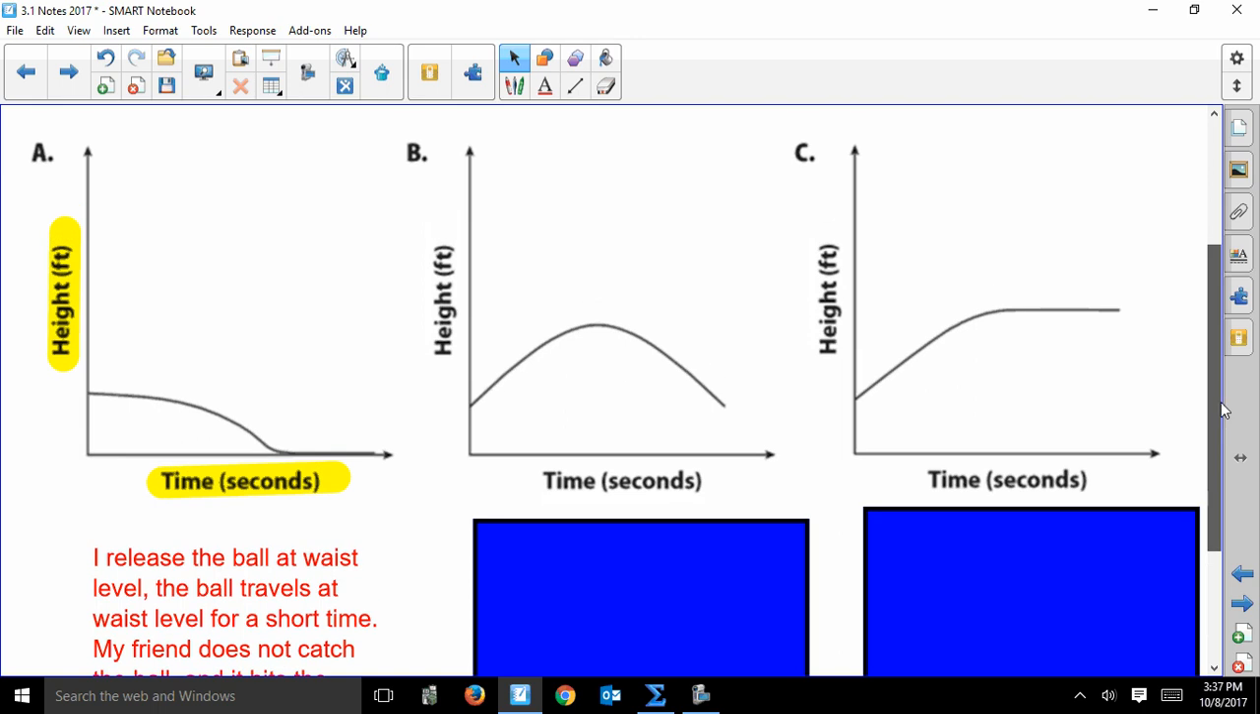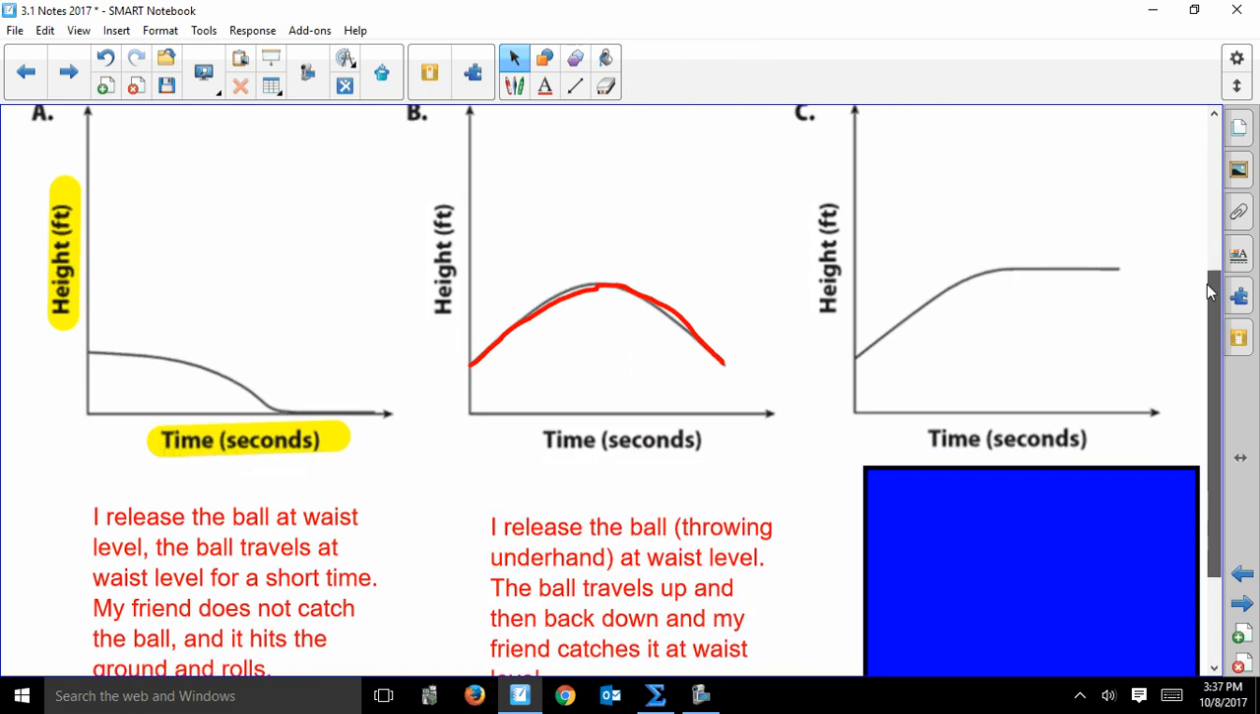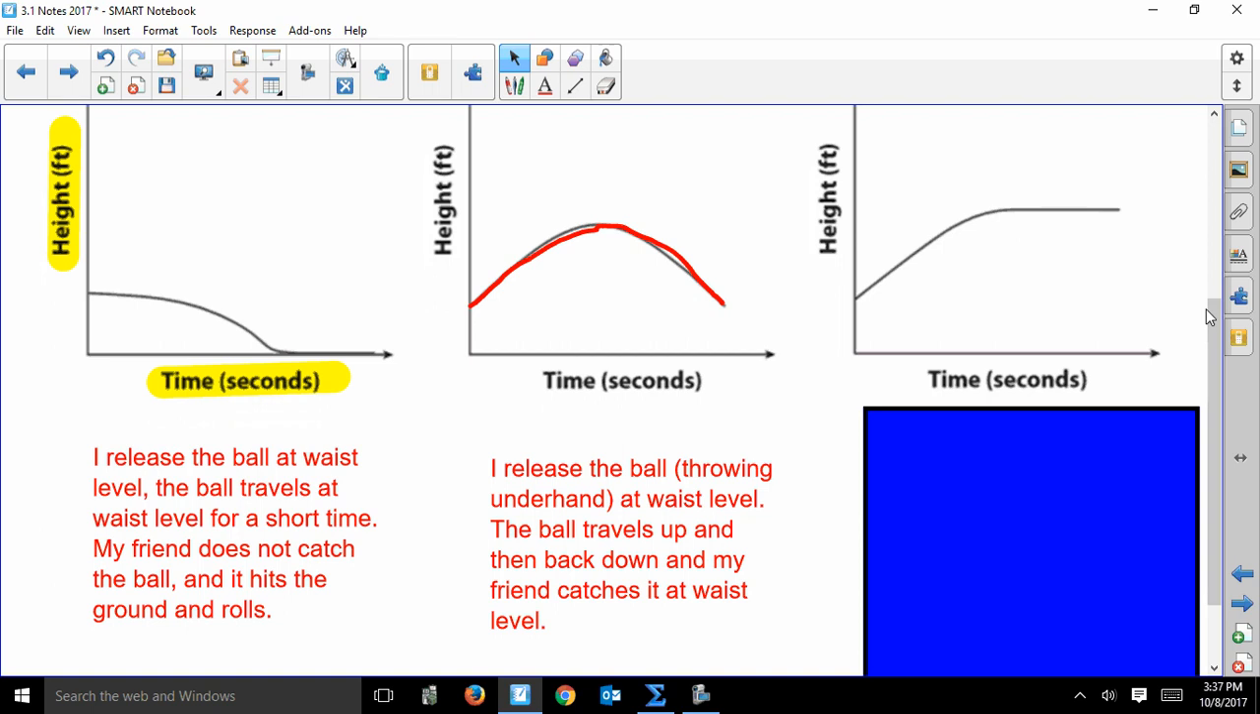Let's take a look at the second graph. With the second graph, the height increases, okay, and then it begins to decrease, it begins to come down, and then the ball stays. So what that is representing is that I probably threw the ball underhand, okay, maybe I released it around waist level, the ball travels up, hits a maximum height, and then it begins to travel back down. My friend catches it at about the same level that I threw it at.